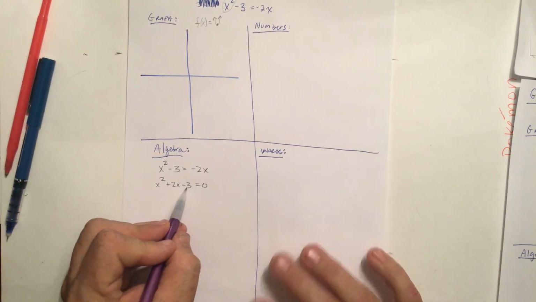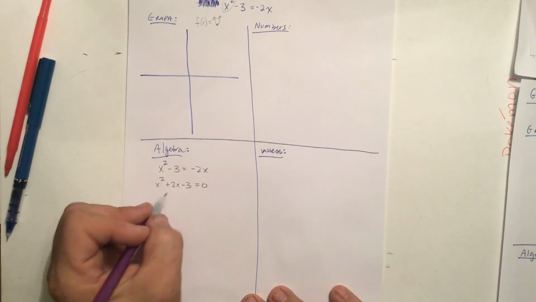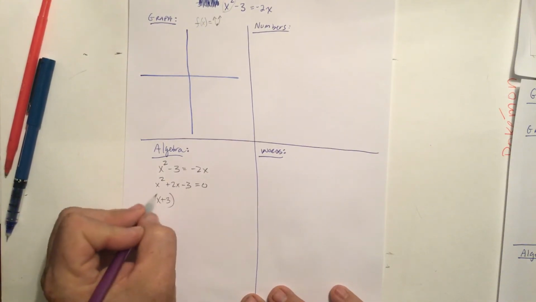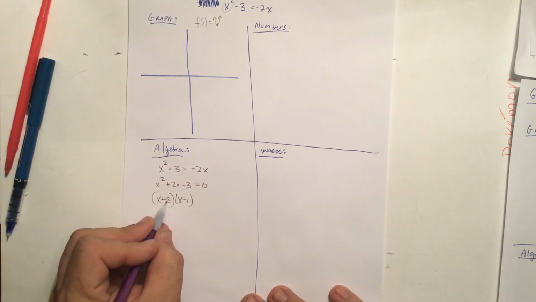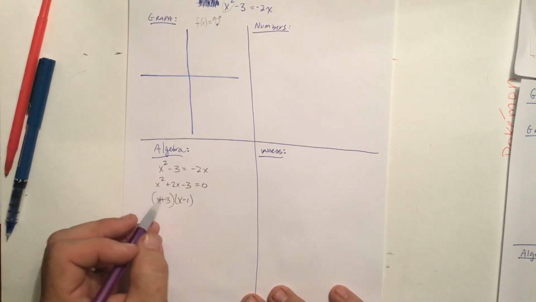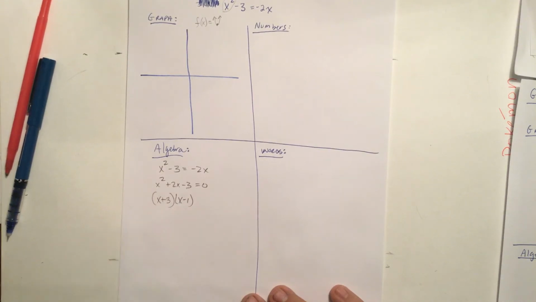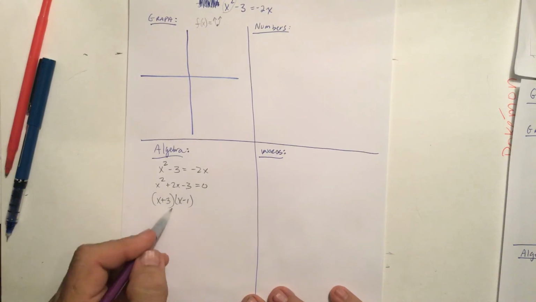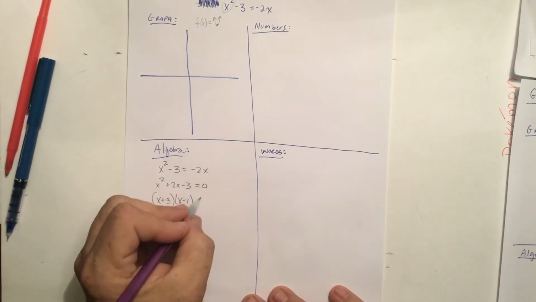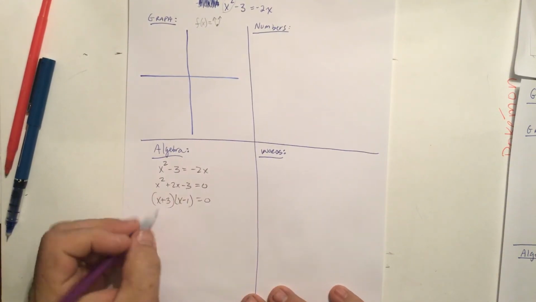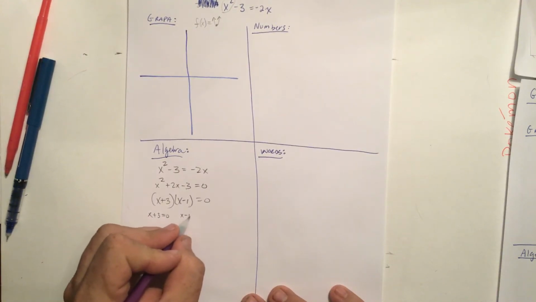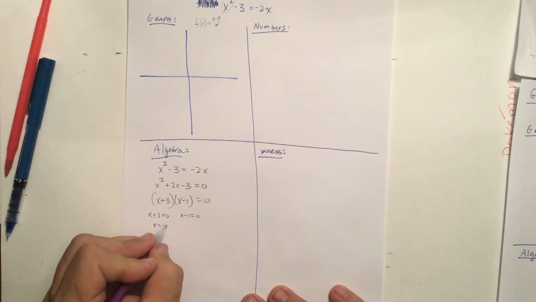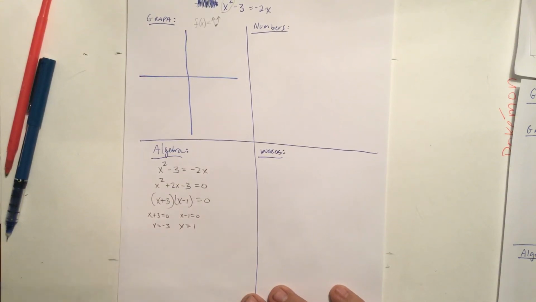So what multiplies together to make negative 3 but adds to make 2? x plus 3, x minus 1. 3 minus 1 is 2, so we're good. And then 3 times negative 1 is negative 3, equals 0. So we use our zero product rule and we set these equal to 0: x equals negative 3, and x equals 1.